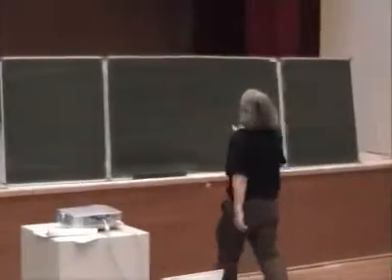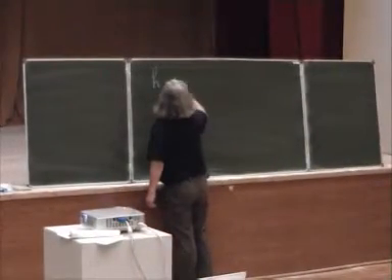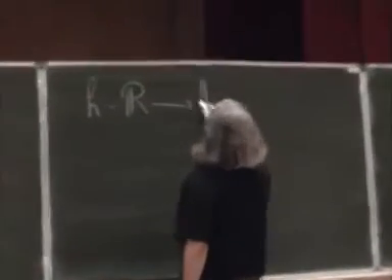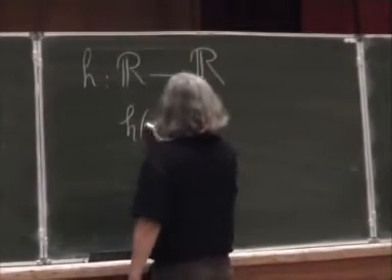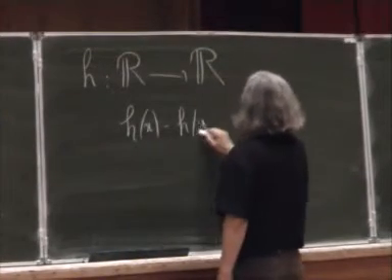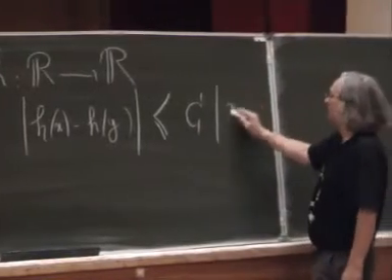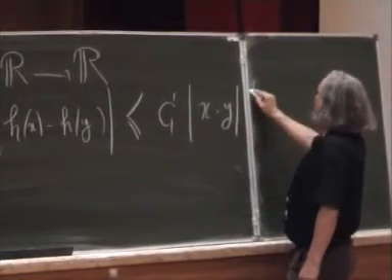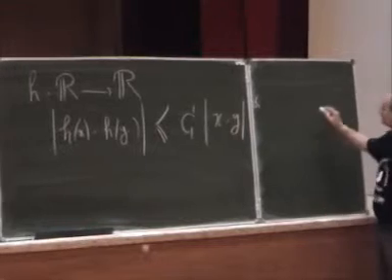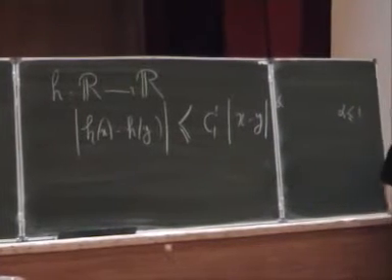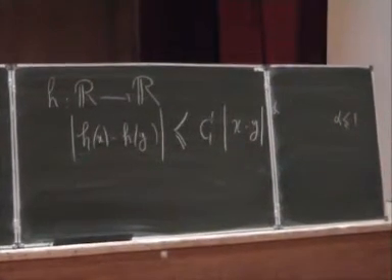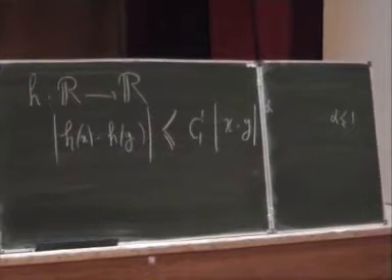Sorry, what's Hölder? Victor told me he explained what it is. No? Not at all. Okay. So a homeomorphism H from R to R is Hölder if the difference of H of X is bounded by some constant times the difference to some power alpha. Okay? This is the Hölder continuity.